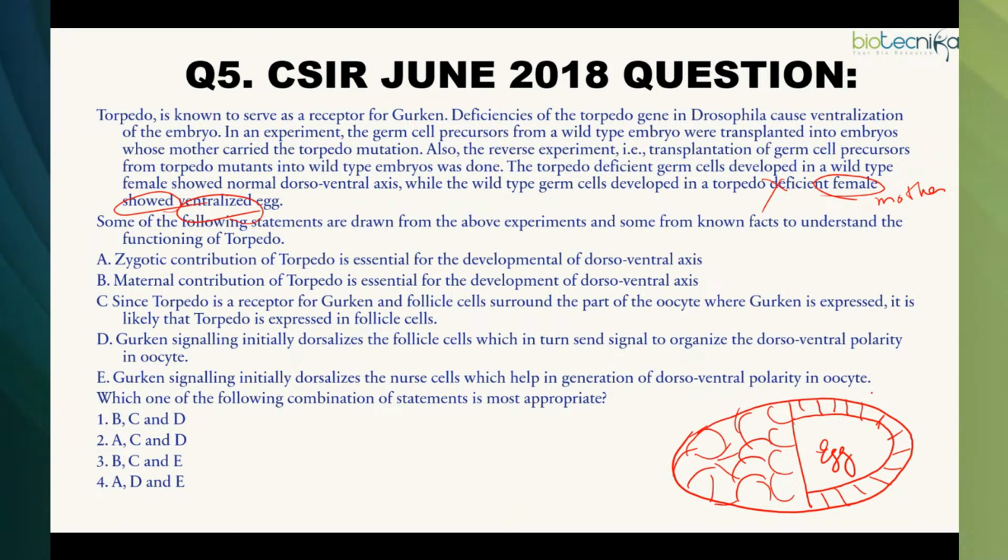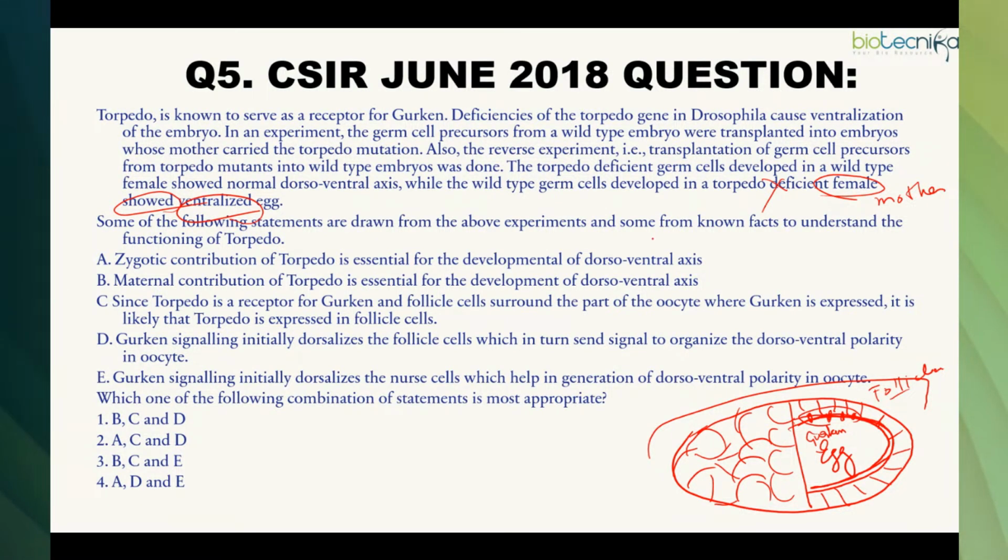So basically, these follicle cells will be having this torpedo receptor. And follicle cells are part of the mother, even nurse cells. This entire thing is the mother. Only the egg is what will form the embryo. So this egg will release the signal which is called gurken, and the receptor is torpedo, which should be present in the mother.